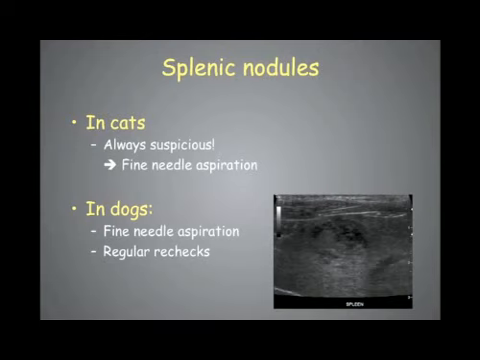Those splenic nodules can be difficult to manage because we can find them really incidentally in a lot of dogs. For example, if you have a dog coming for a urinary problem and then we find a splenic nodule, it's often difficult to know what to do with those nodules because often it's just incidental and benign, but we can never be sure with ultrasound.